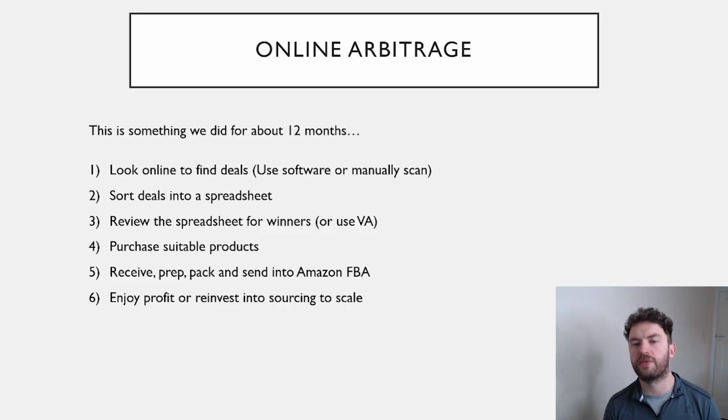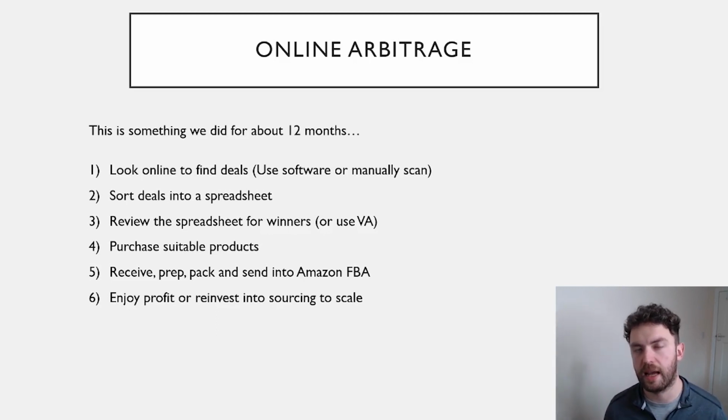Number one, you look online to find deals. So you can use software for this, like Tactical Arbitrage, or manually scan. Sort all the deals you can find into a spreadsheet. From there, you're going to need to review the spreadsheet to make sure the products you're going to buy are winners. So when I say winners, I mean there's enough demand without loads of competition. And after all your fees, and if you're in the UK, VAT, if you're paying VAT, you're going to be making enough profit on every one you sell. So you can use a virtual assistant or a VA to review these spreadsheets for you. You can use a VA for the whole process if you like. But get the products you want to purchase and you can make profit on.